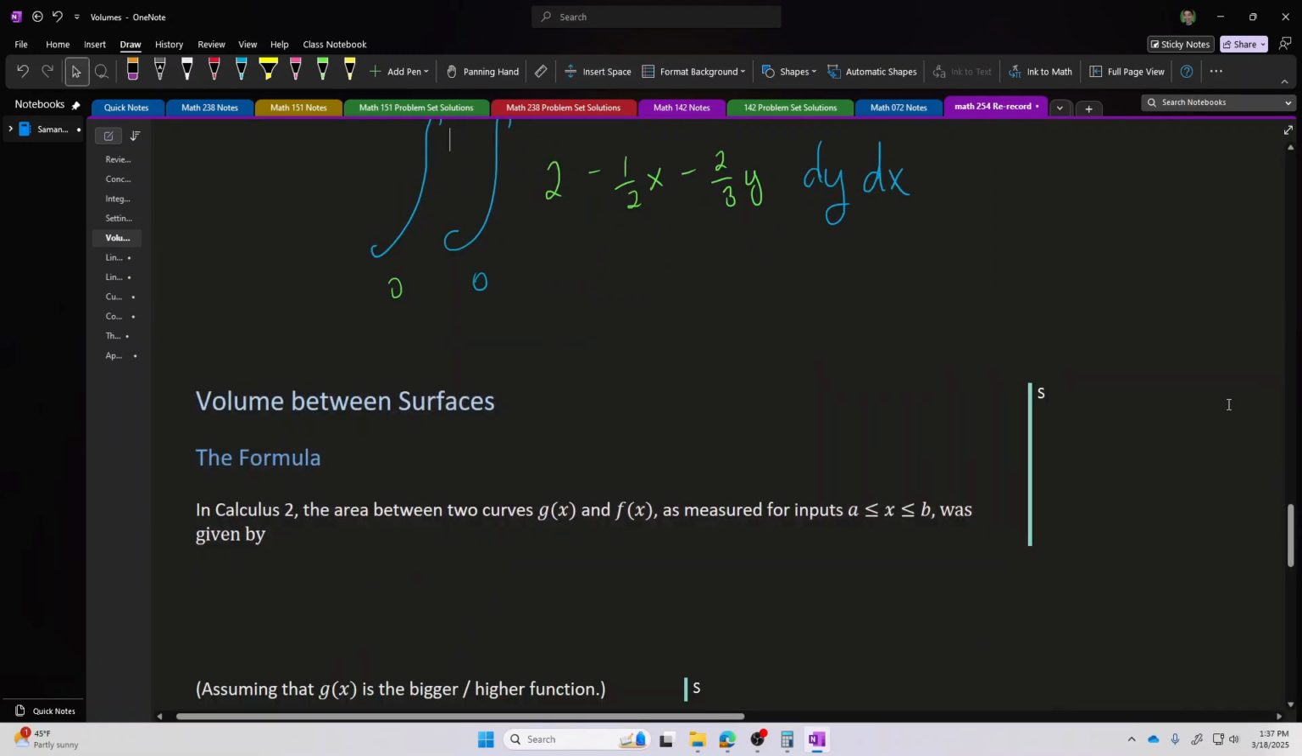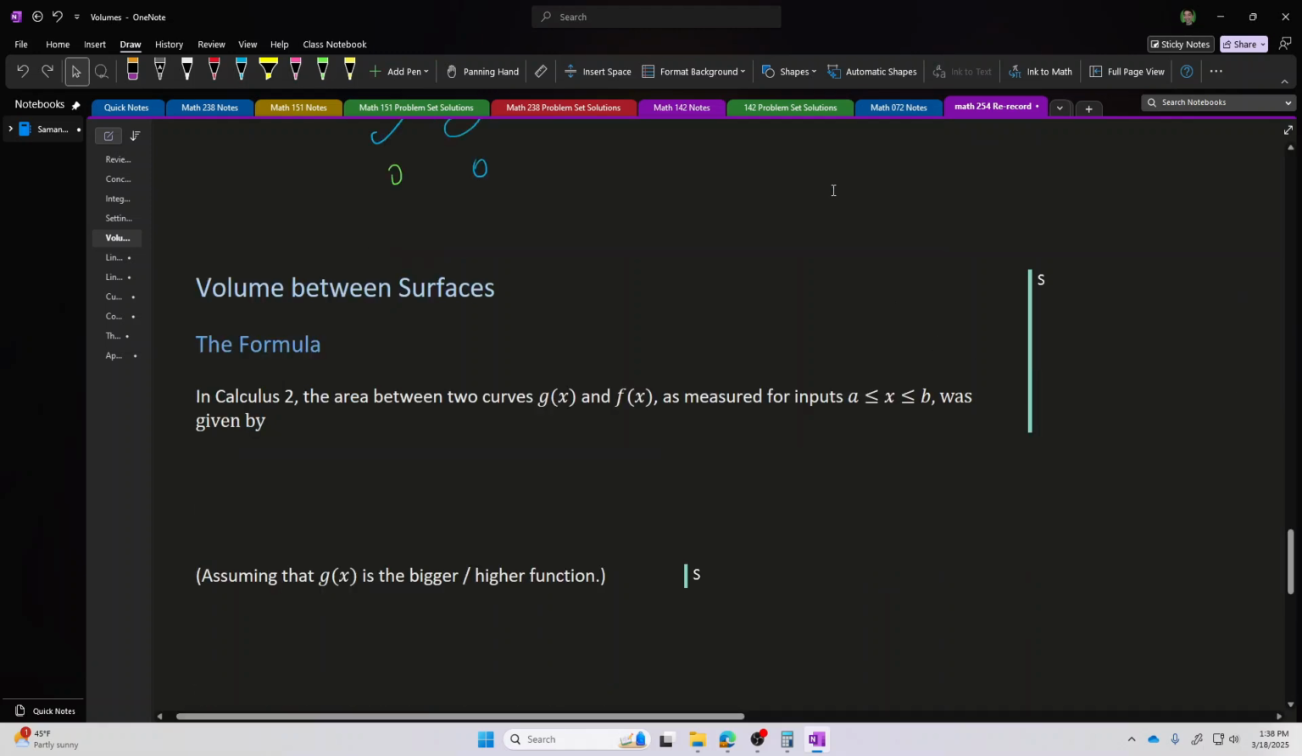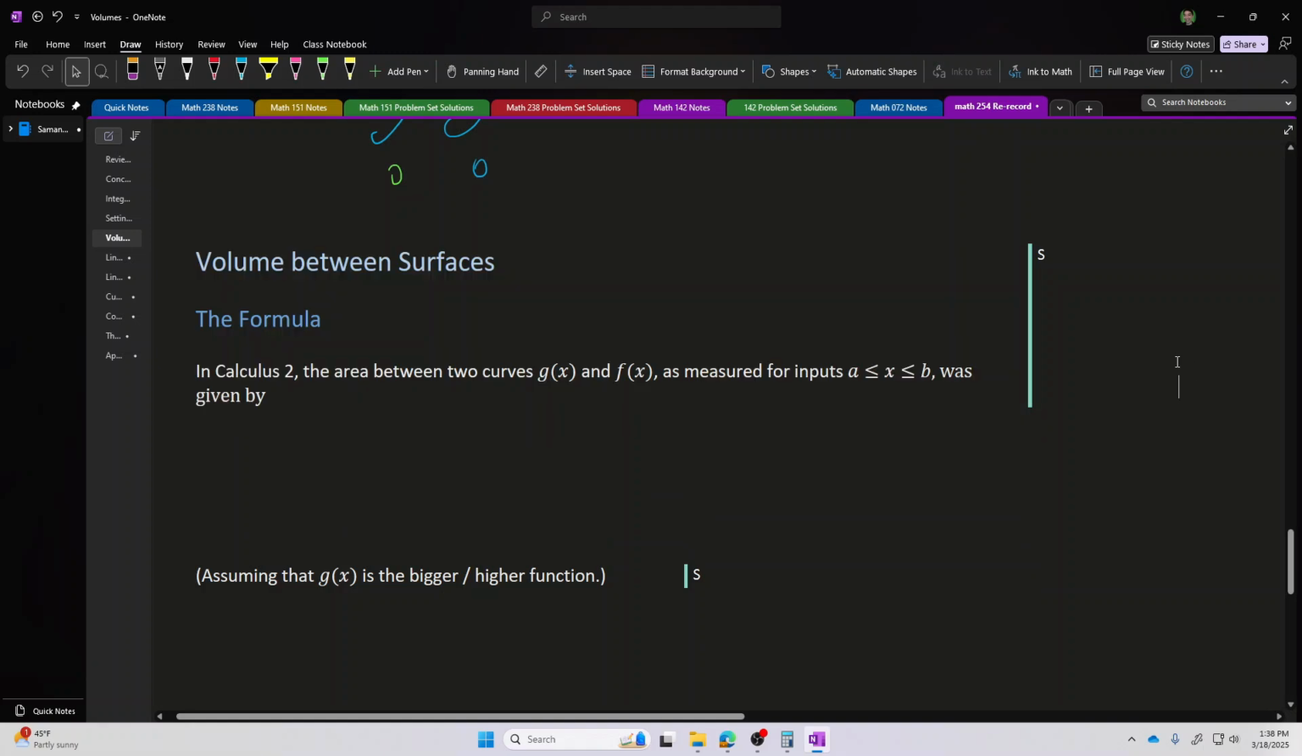Finally, let's talk about how double integrals can be used to find the volume between two surfaces. Up to this point, we've been dealing only with the volume between a surface and the xy plane. But what if we had two surfaces and we wanted to find the volume between them? The formula that we will use in Calculus 3 for this purpose is very similar to the formula that you use in Calculus 2 to find the area between two curves.